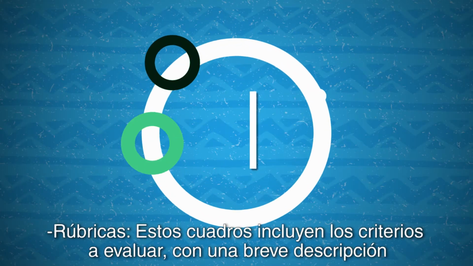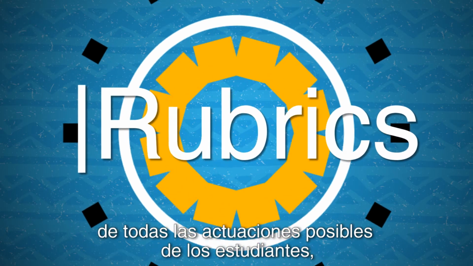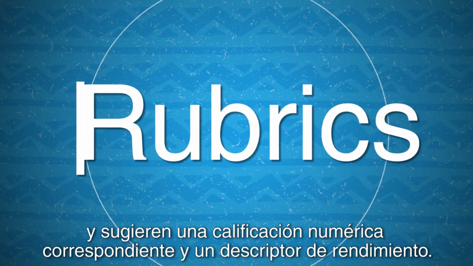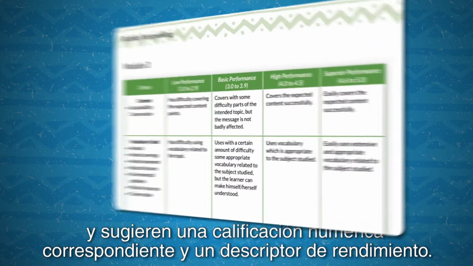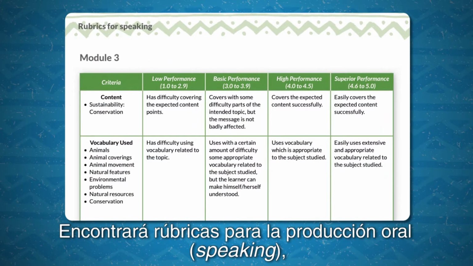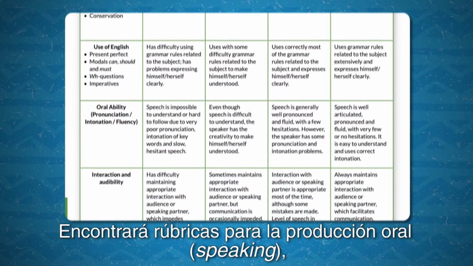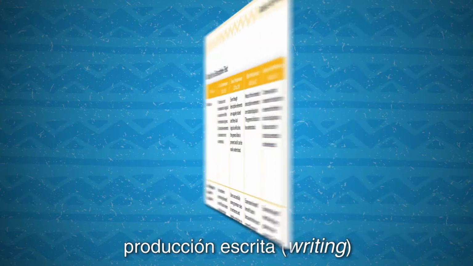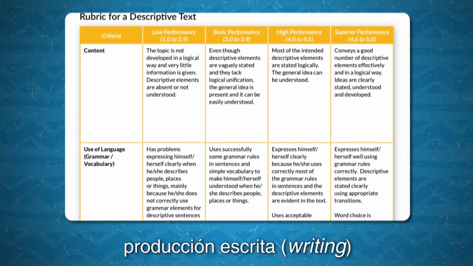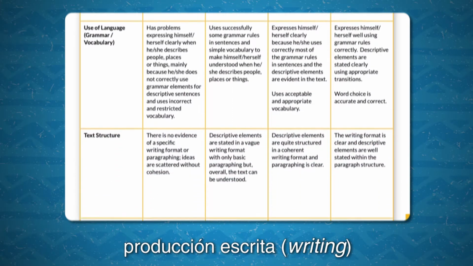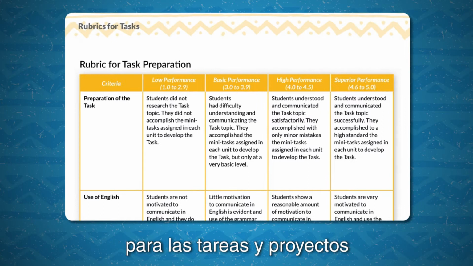Rubrics. These charts include the criteria to be evaluated, with a brief description of all the possible students' performances, and suggest a corresponding numeric grade and performance descriptor. You will find rubrics for speaking, writing, and tasks, projects.